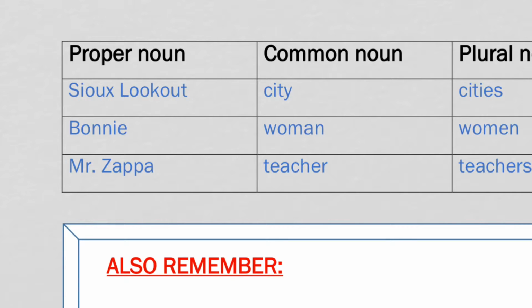So common nouns do not have capital letters and they're not specific. You know, we've got city, right? That's a thing. It could be any city, right? So that's what makes it a common noun. Woman, well, that could be any woman. Common noun. Teacher, that could be any teacher. It's not a specific teacher. It's not Mr. Zappa or Ms. Cole. It's just a teacher. That's what makes that a common noun.